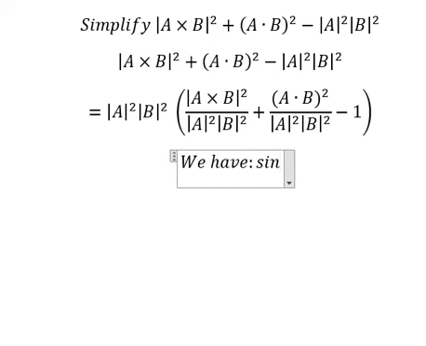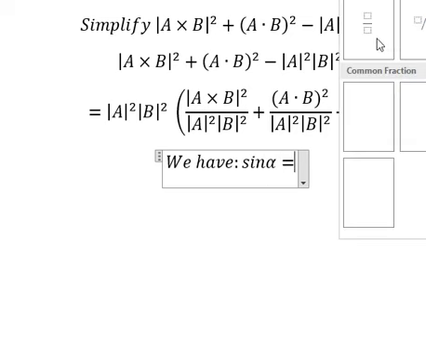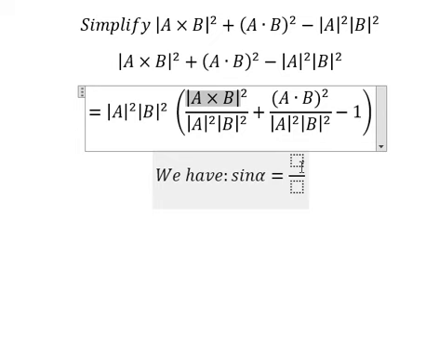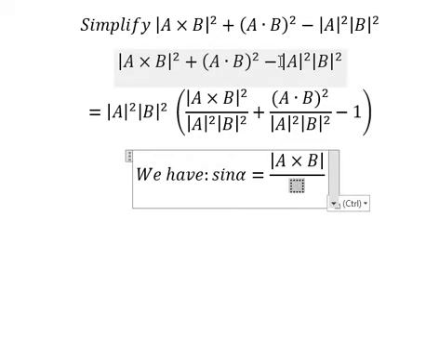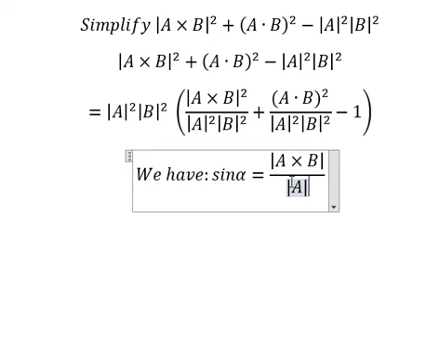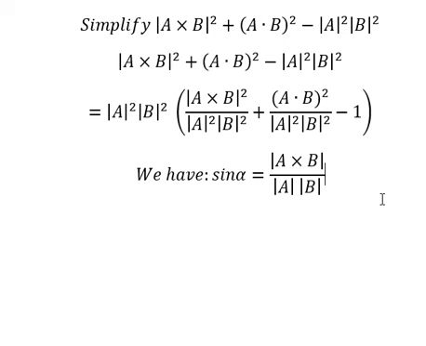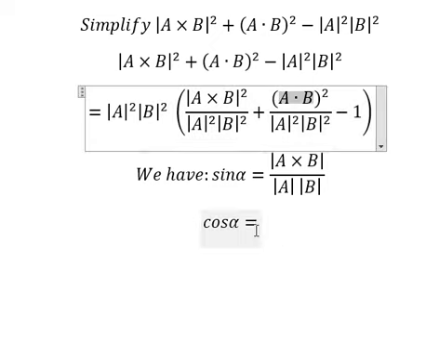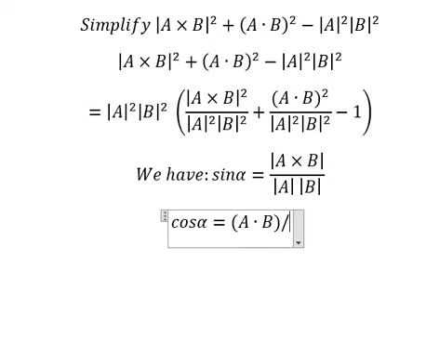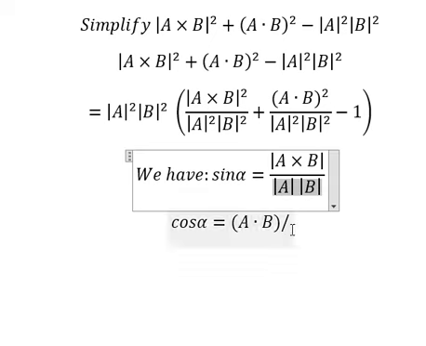So we have sine alpha, that is this one over the absolute value of A, that's the magnitude of vector A multiplied by the magnitude of vector B. And the second one is cosine alpha, that is the dot product between vector A and vector B over the magnitude of vector A and B.